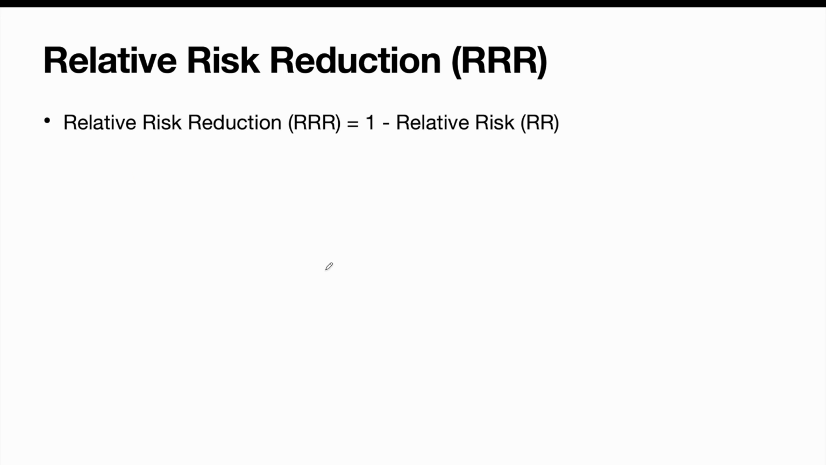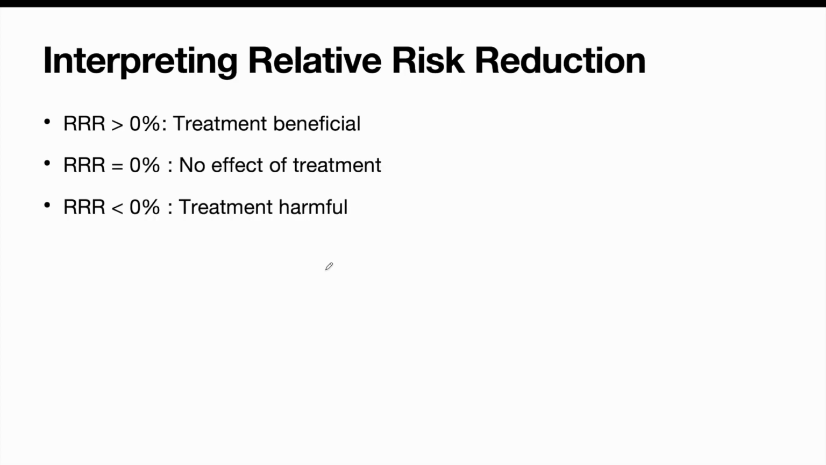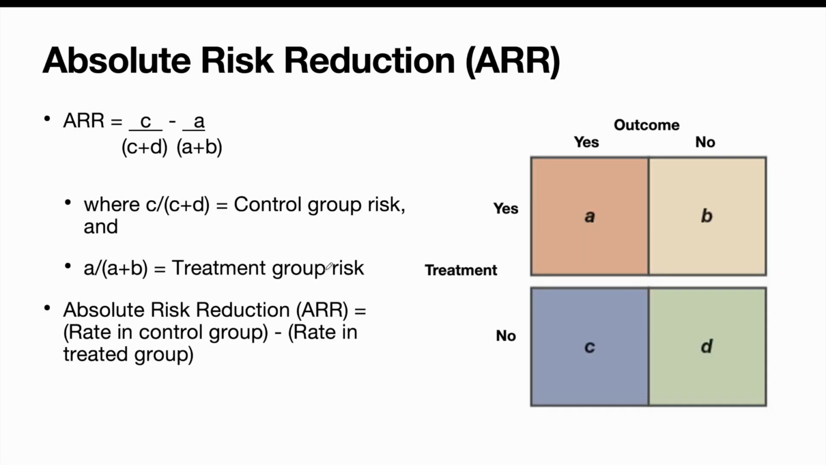Next, we look at something called relative risk reduction. And relative risk reduction is just 1 minus the relative risk. When we interpret relative risk reduction, we are looking at greater than 0. That would be treatment effect is beneficial. Equal to 0, no effective treatment. Less than 0, treatment is harmful.